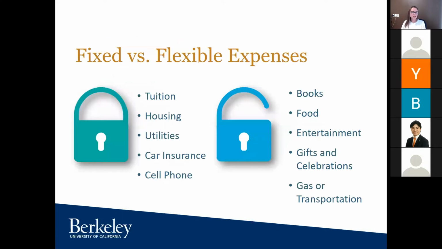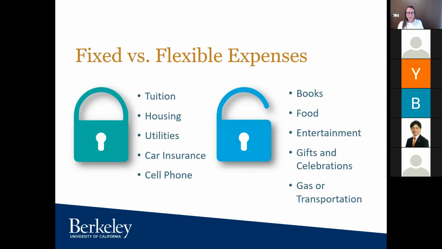So next, let's talk a little bit about, we sort of touched on this, but fixed versus flexible expenses. So your fixed expenses cannot change and will not change. Your tuition, your housing, your utilities, somewhat. If you pay for water and your water bill is really high, you can try to reduce the amount of water you use. So that one's a little bit in between fixed and flexible. Your car insurance and your cell phone.